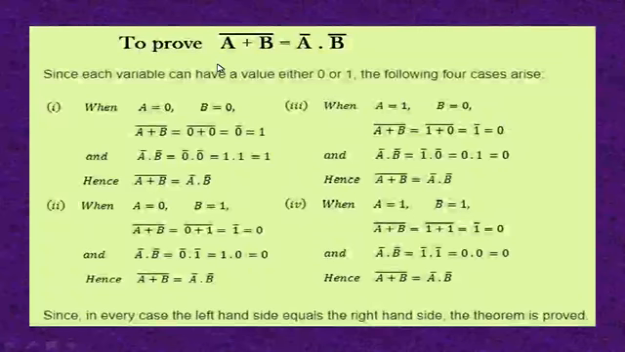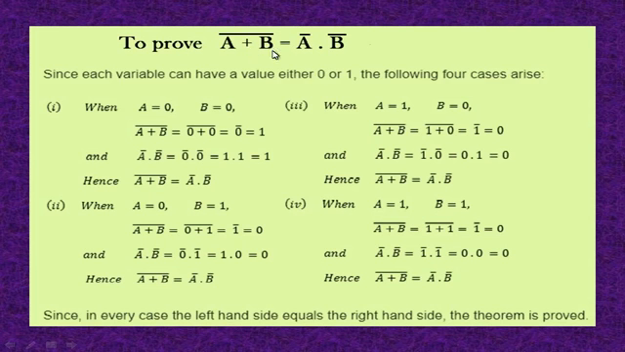Now to prove De Morgan's first theorem, this is LHS, (A plus B) complement, is equal to RHS, A complement dot B complement. Since each variable can have a value either 0 or 1, the following 4 cases arise. And we know that there are 2 variables at the input, therefore 2 raised to 2 is equal to 4. So, the 4 possible cases. Now, let us prove.